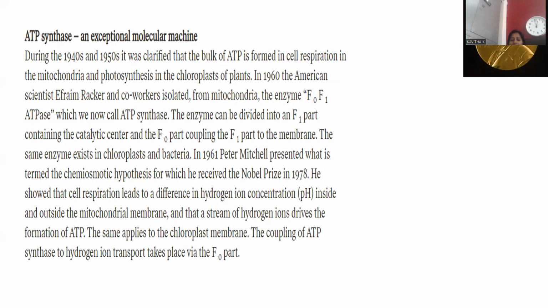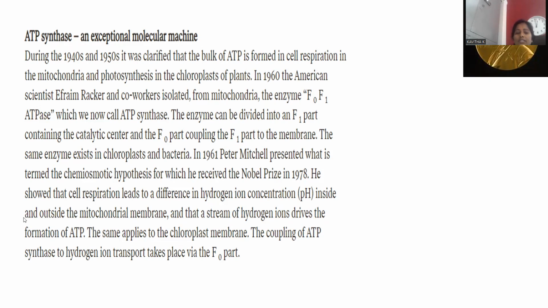This is the way the entire process gets carried out every fraction of a second, so that cell respiration is also possible. It leads to a difference in the hydrogen ion concentration. Whenever this cell respiration process is carried out, what happens? The hydrogen ion, H plus, concentration varies, which changes the pH level. The cell pH will vary in and out of the mitochondrial membrane.